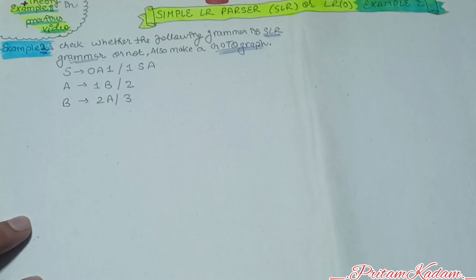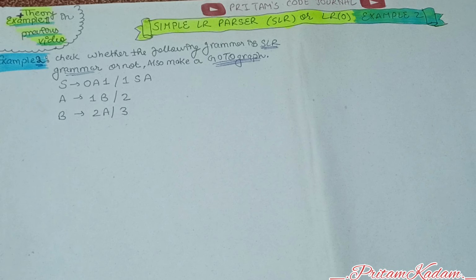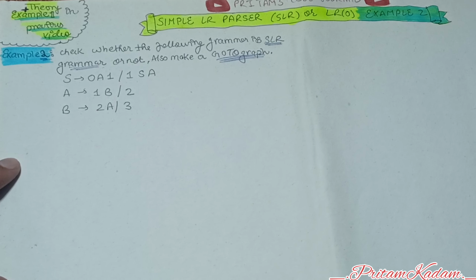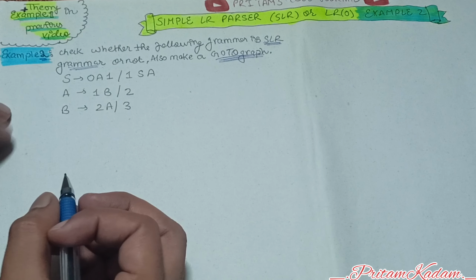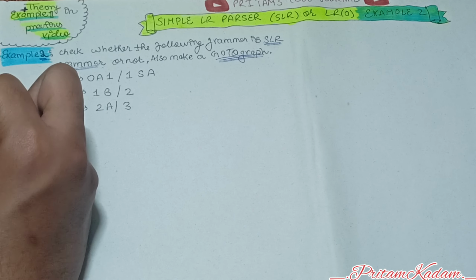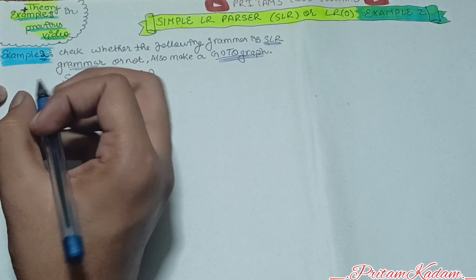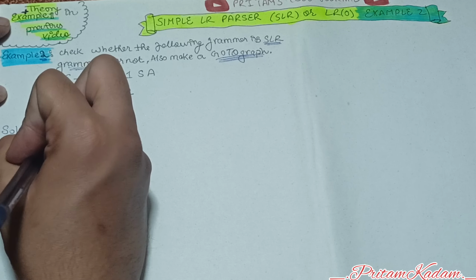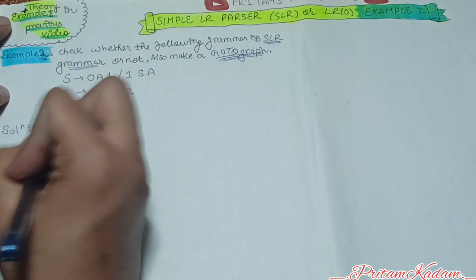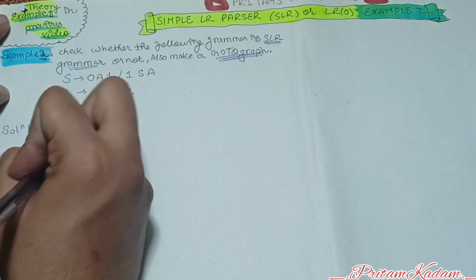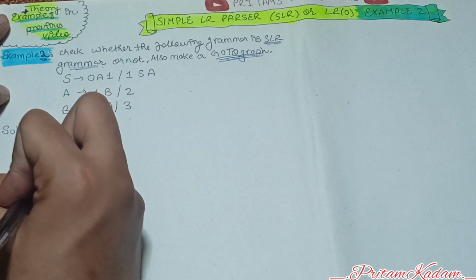S gives 0A1, and another production is 1SA. Then A gives 1B, and the production A gives 2. Then we have B gives 2A, and another production B gives 3. The first step is to find the First and Follow. So let us write it down.